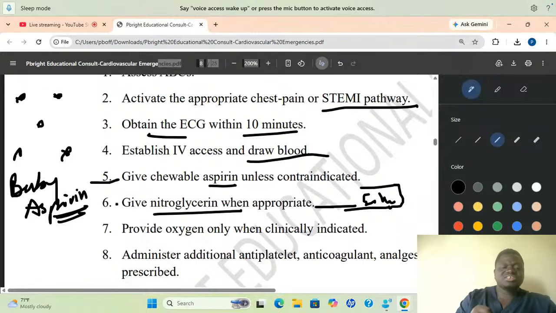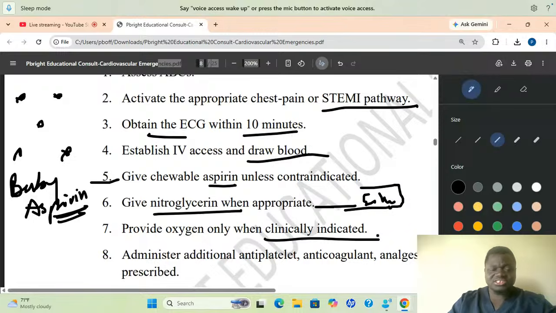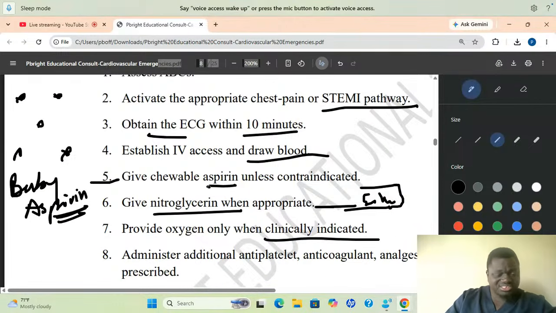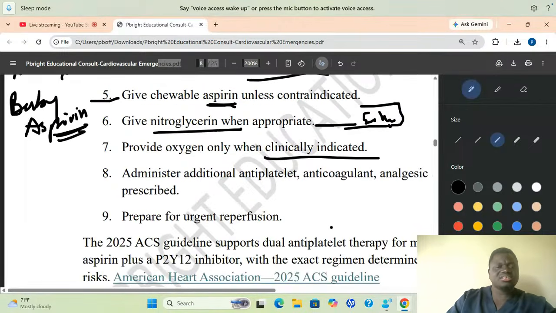Provide oxygen when clinically indicated. Clinically indicated means you are seeing signs of respiratory failure, the saturation is dropping, or the patient is having respiratory distress. So you give your oxygen, then administer additional antiplatelet, anticoagulant, and analgesic as prescribed. Give aspirin. Then you prepare for what?